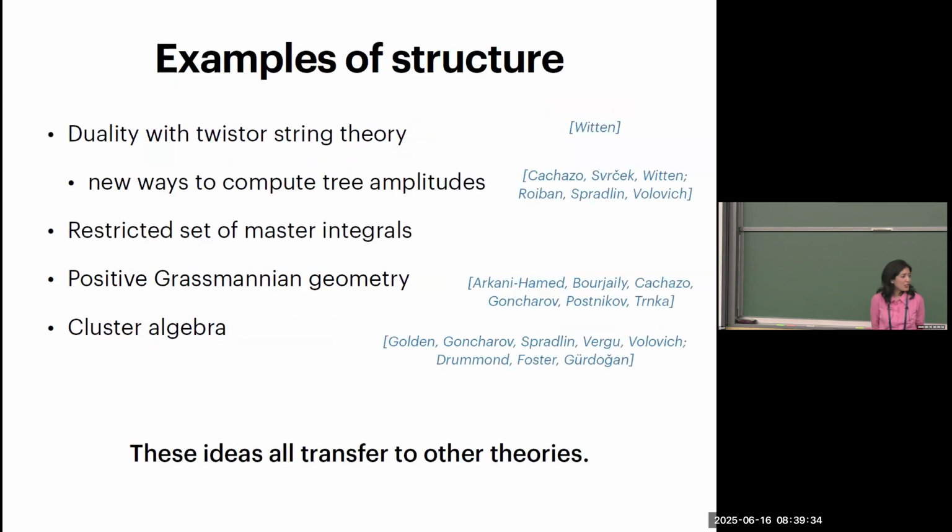So some examples of structure that I have in mind, coming back to n=4 super Yang-Mills: part of where the story of our community also starts is in exposing a duality of n=4 super Yang-Mills with twistor string theory, which gave some very interesting new ways to compute tree amplitudes. Looking beyond tree amplitudes, if you want to start talking about loops, then in n=4 planar super Yang-Mills, you find a highly restricted set of master integrals. So if you want to start probing the loop expansion, you have extra structure to constrain those loops, and we'll see some examples of that shortly.